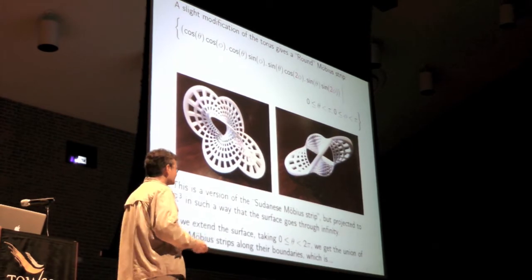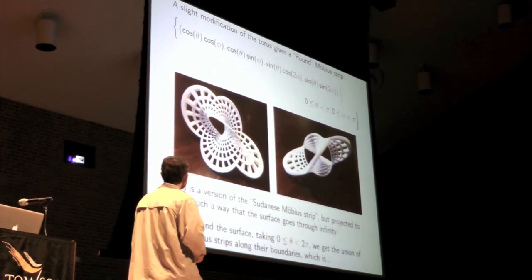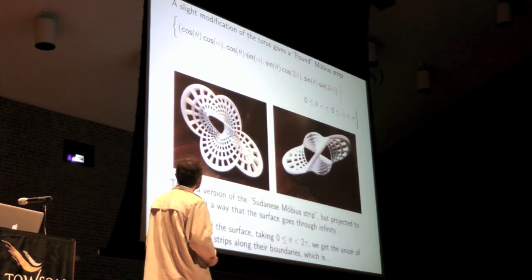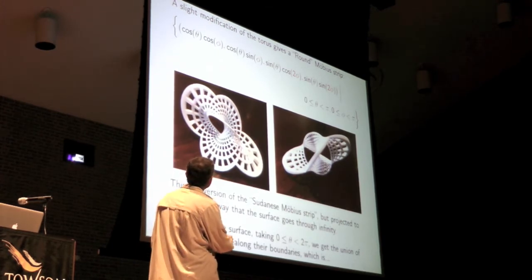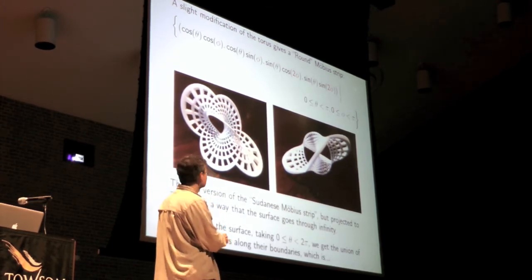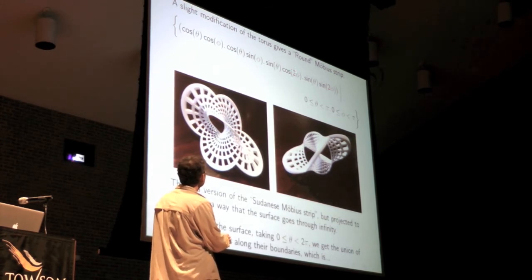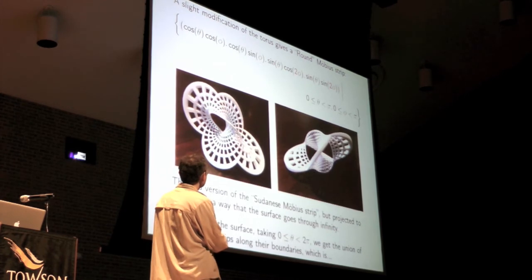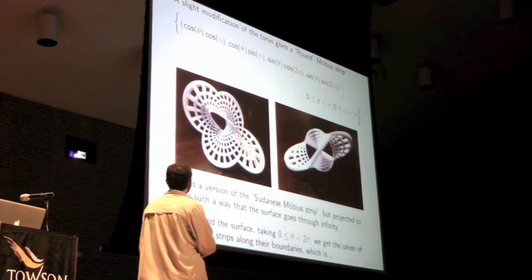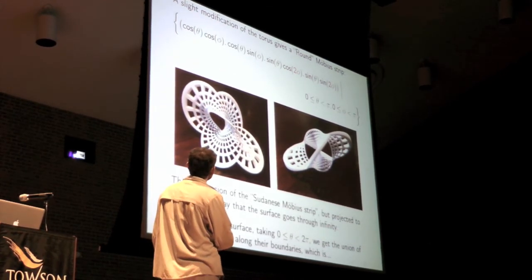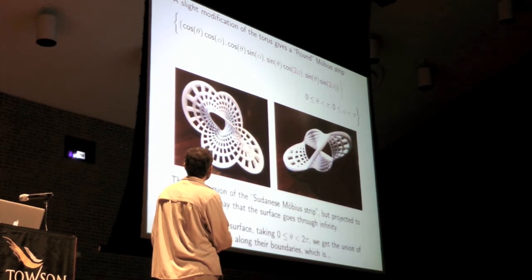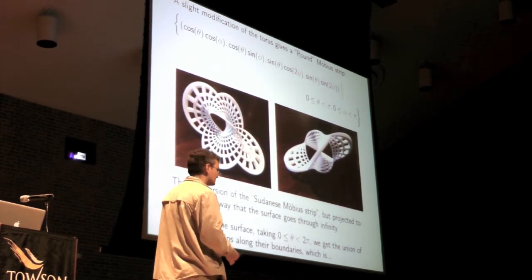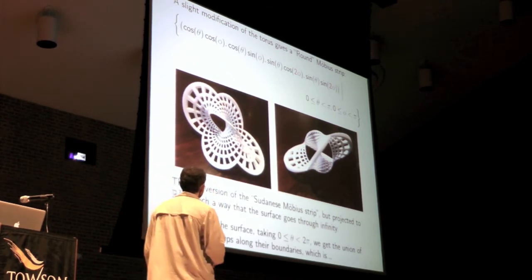Here's a variant. Carlo mentioned this is actually the same as the Sudanese Mobius strip. It's just a very slight modification of this parameterization. All I did here is there used to be a 1 here, and it changed to a 2 in these two positions, and then you get what we call a round Mobius strip, because the boundary of the Mobius strip is actually a round boundary. So again, just as in Carlo's talk, this is the Sudanese Mobius strip.